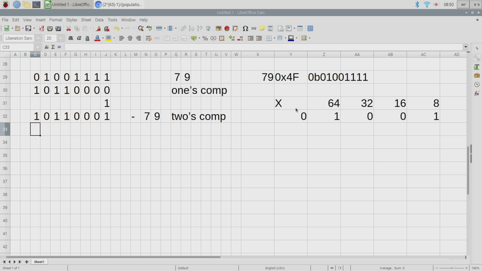And so what about if I took this number here, that we think is negative 79, and I flip all of its bits and I add 1? What do I get when I do that? Well, let's do it. Flip all of its bits. Okay, add 1. What do I get? 0, 1, 0, 0, 1, 1, 1, 1. Does that look familiar? Yeah, that's 79.